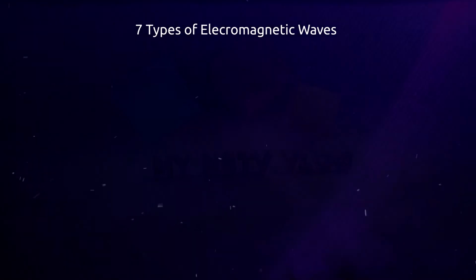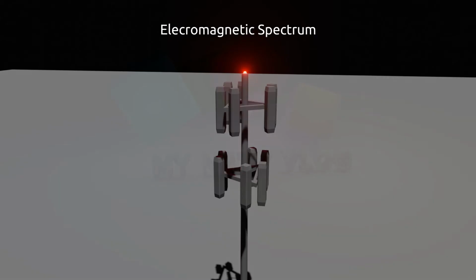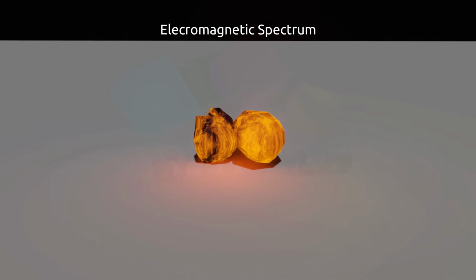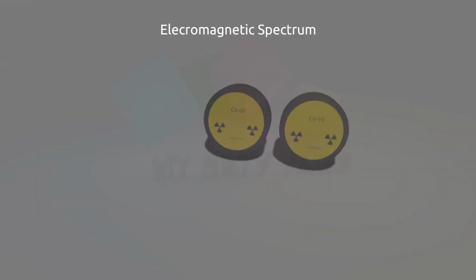There are 7 different types of electromagnetic waves. They are arranged in gradual progression from the waves of lowest frequency to highest frequency. This arrangement is called the electromagnetic spectrum. In order of increasing frequency, the EM spectrum includes radio waves, microwaves, infrared, visible light, ultraviolet, X-ray, and gamma ray.